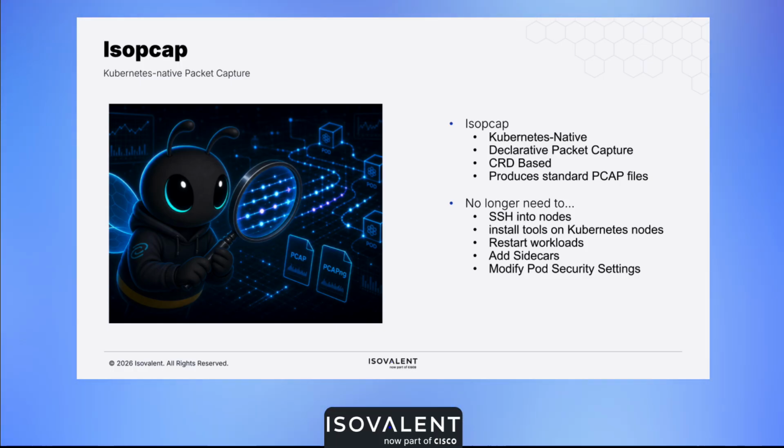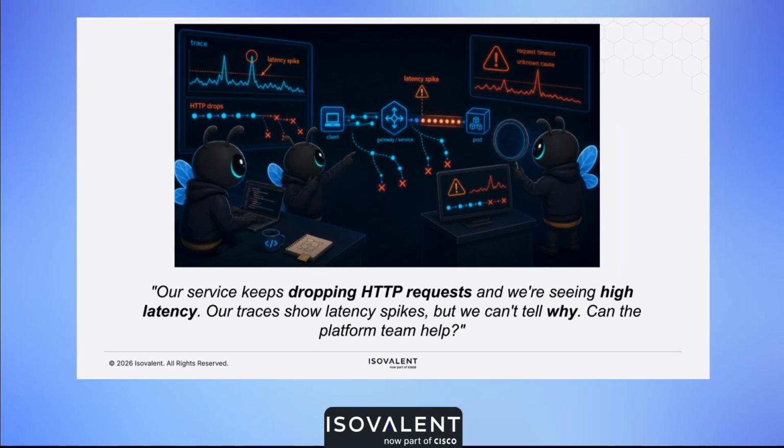Instead of SSHing into nodes, installing tools, restarting workloads, adding sidecars, or asking application teams to modify pod security settings, users define a packet capture resource. Isopcap agents running as daemon sets then identify those matching pods on each node, discover the relevant pod interfaces, and capture traffic from inside the pod network namespace. Let's see it in action.